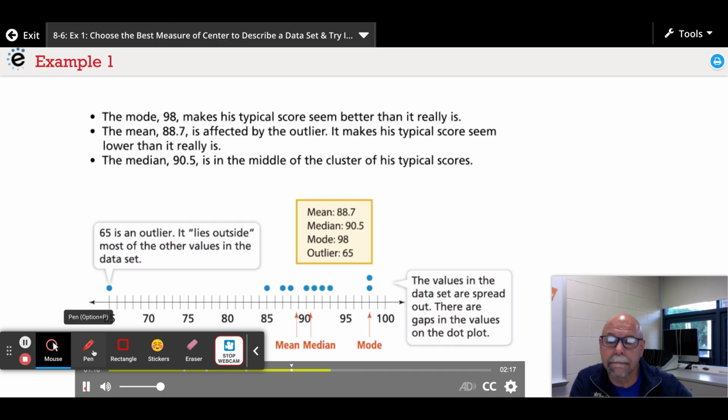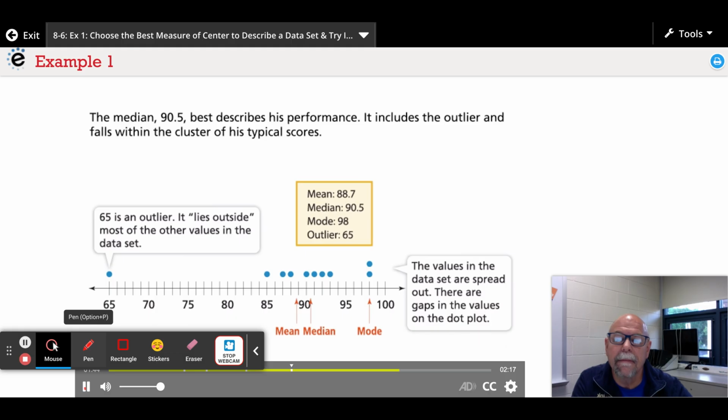The values in the data set are spread out. There are gaps in the values on the dot plot. The mode, 98, makes his typical score seem better than it really is. The mean, 88.7, is affected by the outlier. It makes his typical score seem lower than it really is. The median, 90.5, is in the middle of the cluster of his typical scores. The median, 90.5, best describes his performance. It includes the outlier and falls within the cluster of his typical scores.